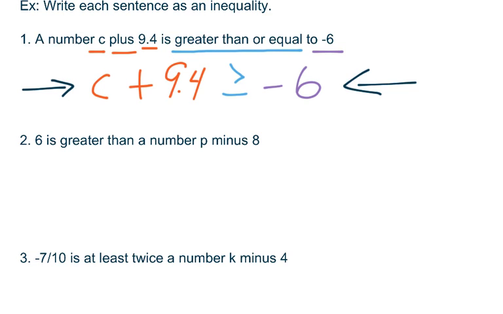Pretty straightforward. Number 2, 6 is greater than a number P minus 8. Again, look for the inequality phrase, is greater than. On the left-hand side, I see the number 6, so we'll have 6 is greater than, and then we've got a number P minus 8. So P minus 8.